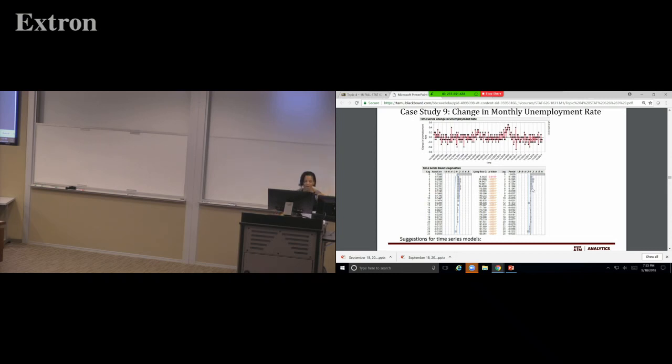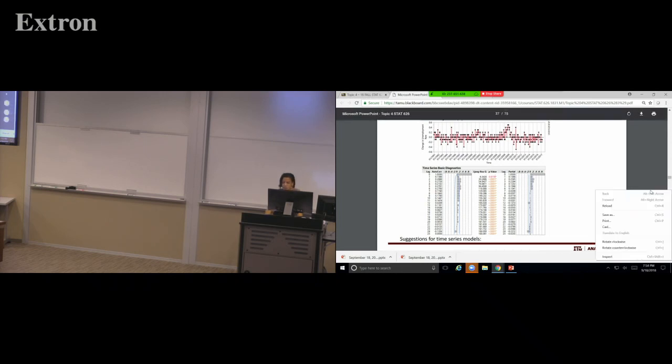So luckily, Tsay and his partner came up with other ways for us to figure out a P and a Q for an ARMA model. So what we're going to do after the break is look at this change in monthly unemployment rate and try to come up with, using extended sample autocorrelation function and scan and the ARIMA model group in JMP, what tentative models we should explore.